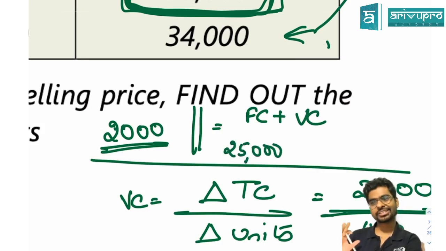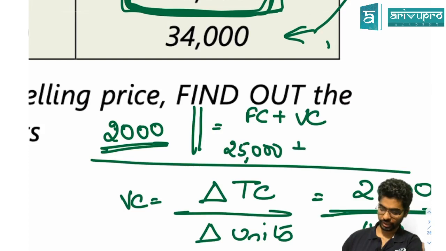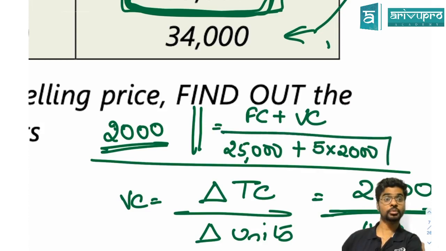Boss, it does not change. Up to 3000 units, it does not change. It will remain 25,000. What about variable cost per unit? Is it going to change? It's going to become 5 per unit for 2000. Therefore, what is going to be my fixed overheads?